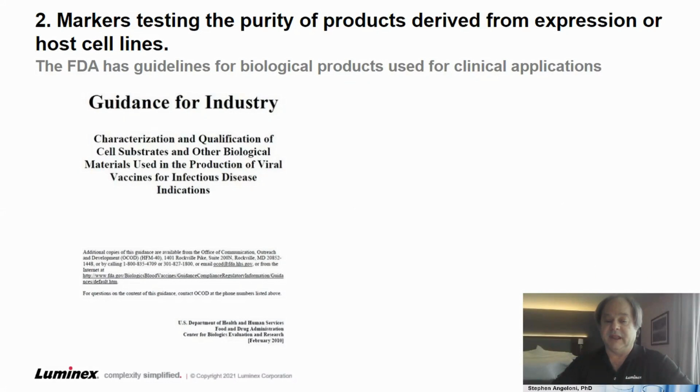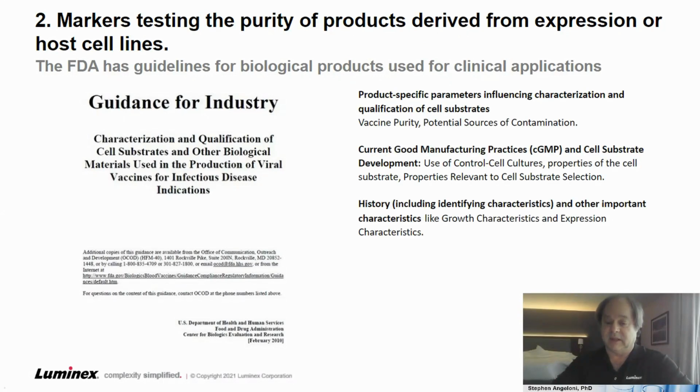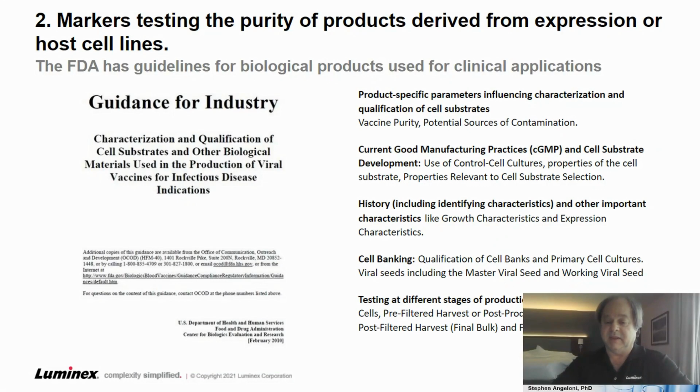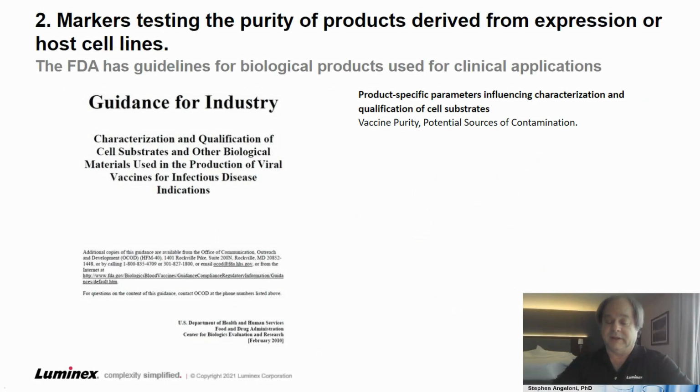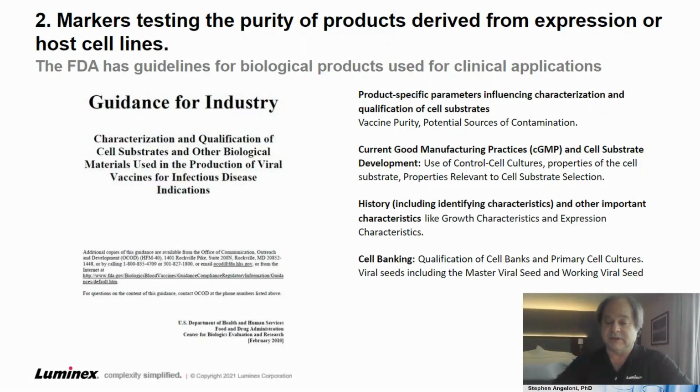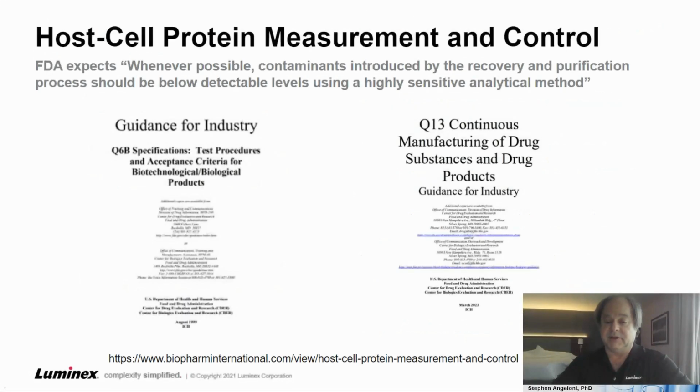The other reason is that the FDA has certain guidelines for biological products used for clinical applications. And in these products, you want to make sure that during the process, again, everything is pure and not contaminated and is consistently making the same type of product with the same level of purity each time. So while this guidance here focuses on viruses, it is also applicable to other types of biological production, such as any proteins or biologicals that are made with other types of host cell proteins or host cell expression systems.